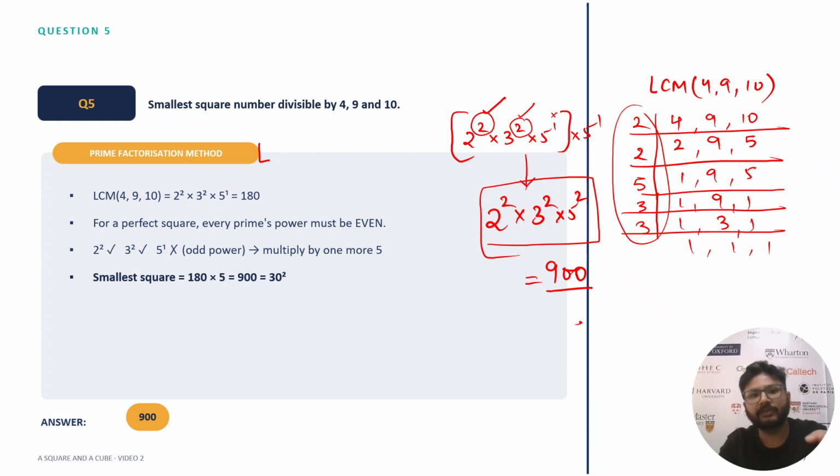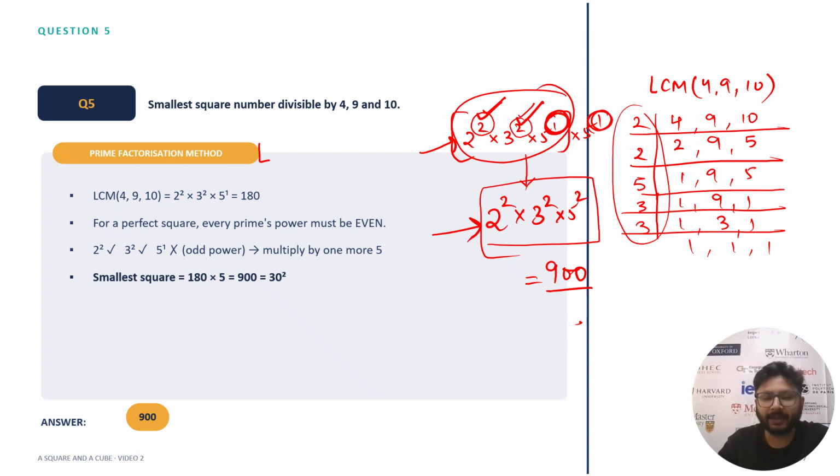Okay, so this is something that is going to be very important because a lot of students struggle with these type of questions. So first of all, try to understand that there are two parts of this question. The first part is you have to find out a number which is divisible by 4, 9 and 10. So you have taken the LCM of 4, 9 and 10, right? The number came out to be this. Now I have to make it a perfect square, the smallest perfect square. Now this power is divisible by 2, this power is divisible by 2, but 1 is not divisible by 2. I made it 2 by multiplying another 5 to the power 1 to it. So now this number became a perfect square, which is 900.